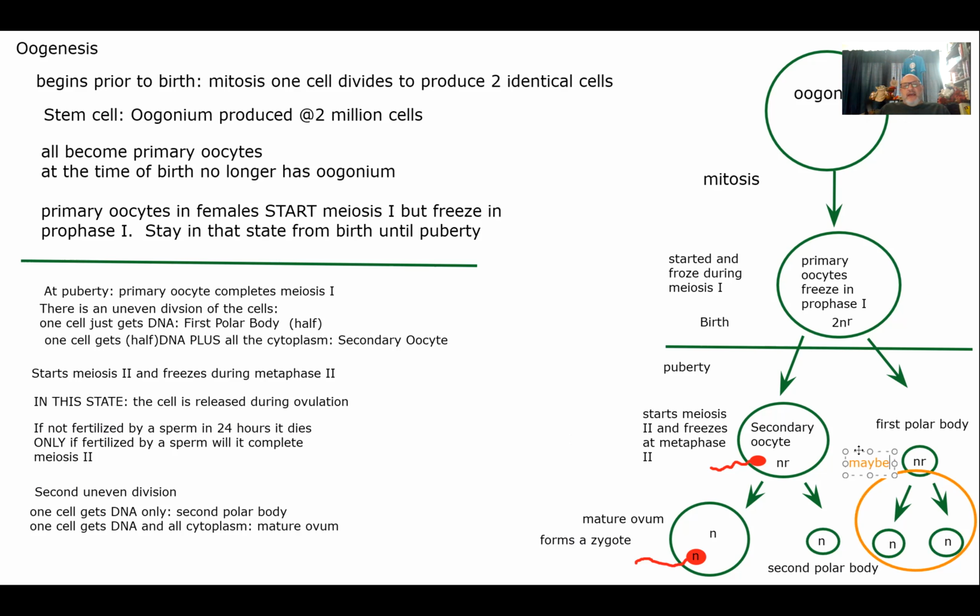Because whether it divides or doesn't divide doesn't change how many viable gametes we get at the end of the process. Unlike in spermatogenesis, where one stem cell gives us that one primary spermatocyte that gives us 4 sperm, here, one primary oocyte gives us how many mature gametes? 1. How about 1? There you go.